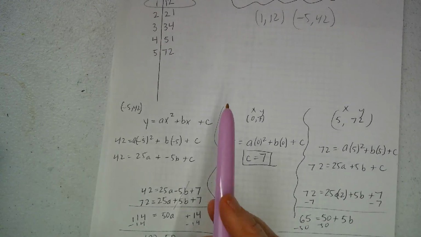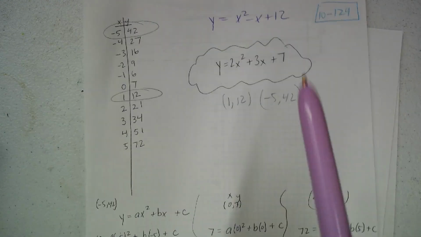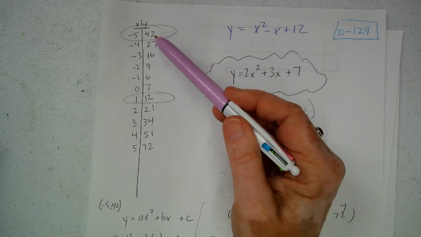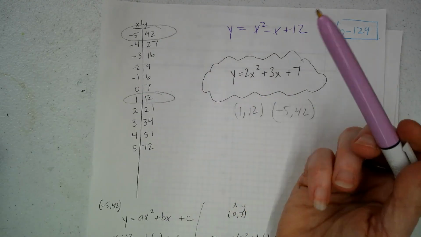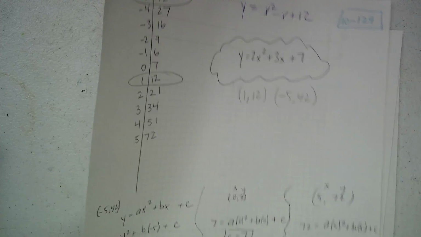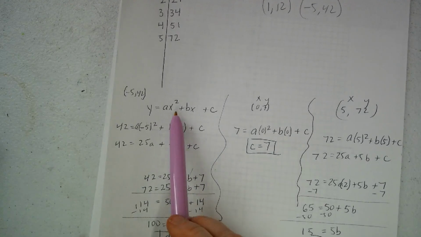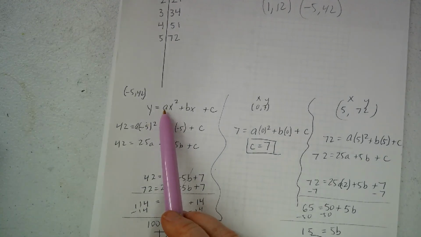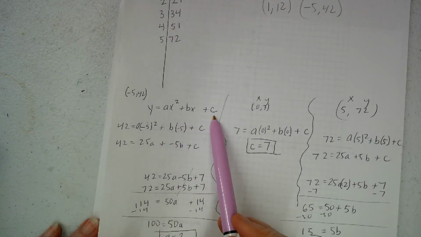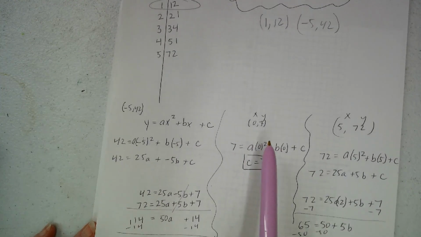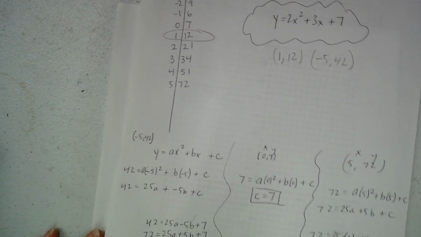So what I did is I just picked a couple points. I picked this top one, the bottom one, and the 0, 7, because I need 3 equations for 3 unknowns. The 3 unknowns that I have are the coefficient of x squared, the coefficient of x, and the constant. I knew the constant was going to end up being 7 because we got the 0, 7 here.